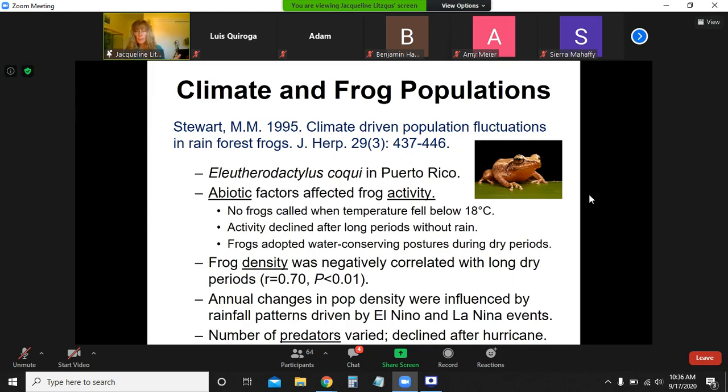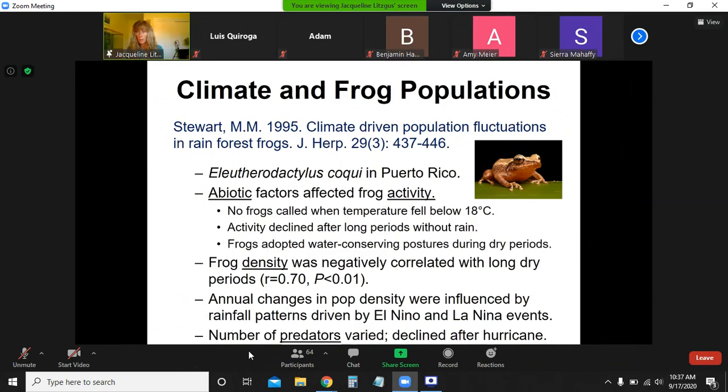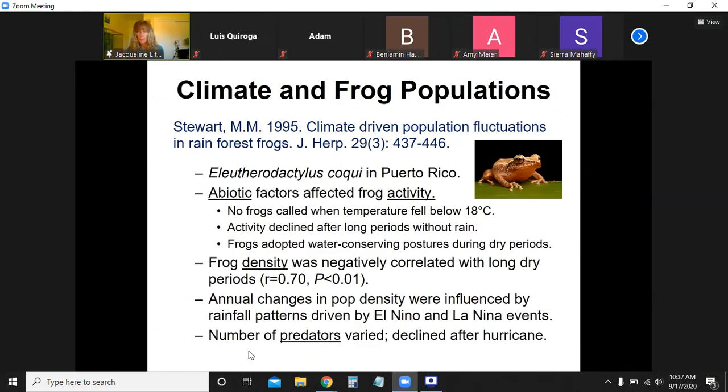And then just in terms of some of the results, she found that abiotic factors, the things we're talking about today, had an effect on frog activity. So, different activities of frogs. For example, frogs call for their communication and their mating. No frogs were calling when temperatures fell below 18 degrees Celsius. So there's a temperature impact on that certain mating behavior.